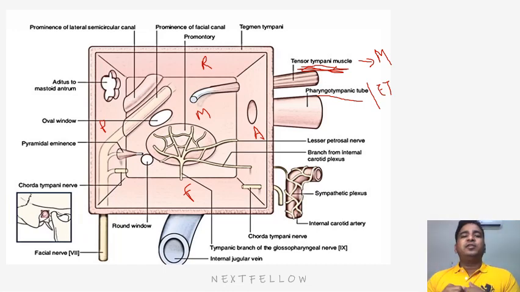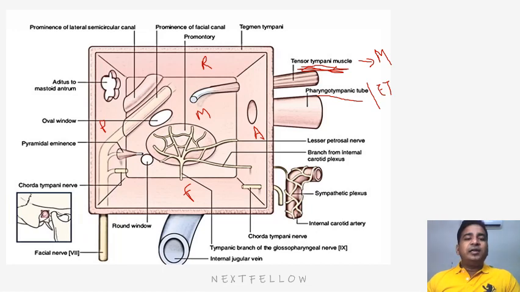So we all know whenever there is a dysfunction of the eustachian tube or any pathology of the eustachian tube, that will lead to collection of serous fluid in the middle ear, because the secretions can't be drained out. This collection of serous fluid will further lead to serous otitis media, and sometimes it gets infected, leading to acute otitis media.